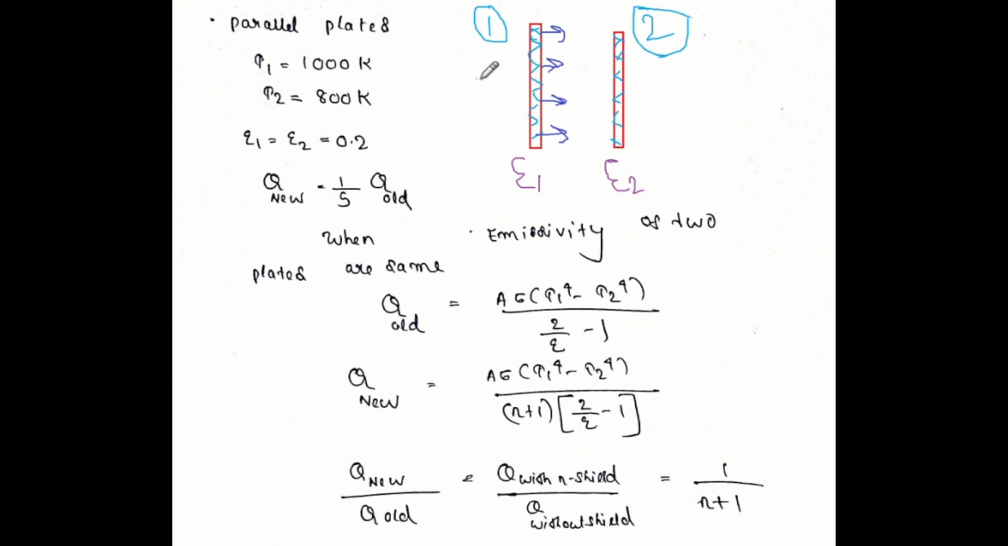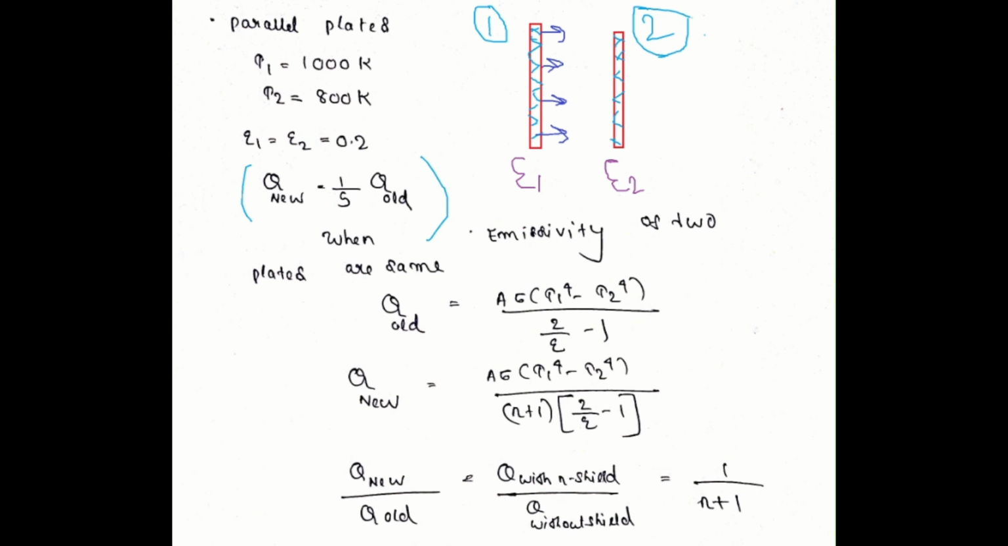As you can see, we have a two parallel plate arrangement with emissivities epsilon 1 and epsilon 2. I have written the corresponding temperatures T1 and T2. So this is the given condition. The new heat transfer rate has to be converted to 1/5 of the initial one. Before that, we have to know a certain formula. Here we have two plates having the same emissivity, epsilon 1 and epsilon 2 are the same, not different.